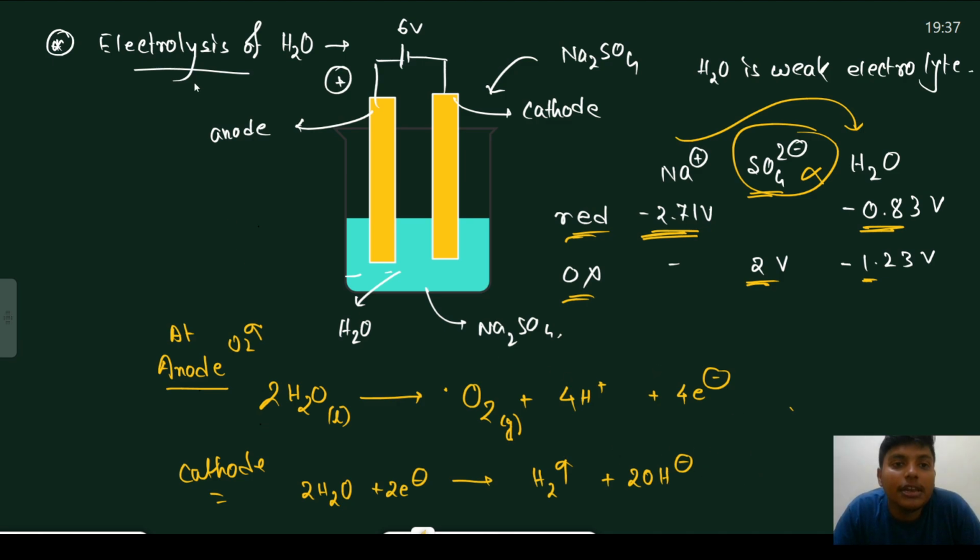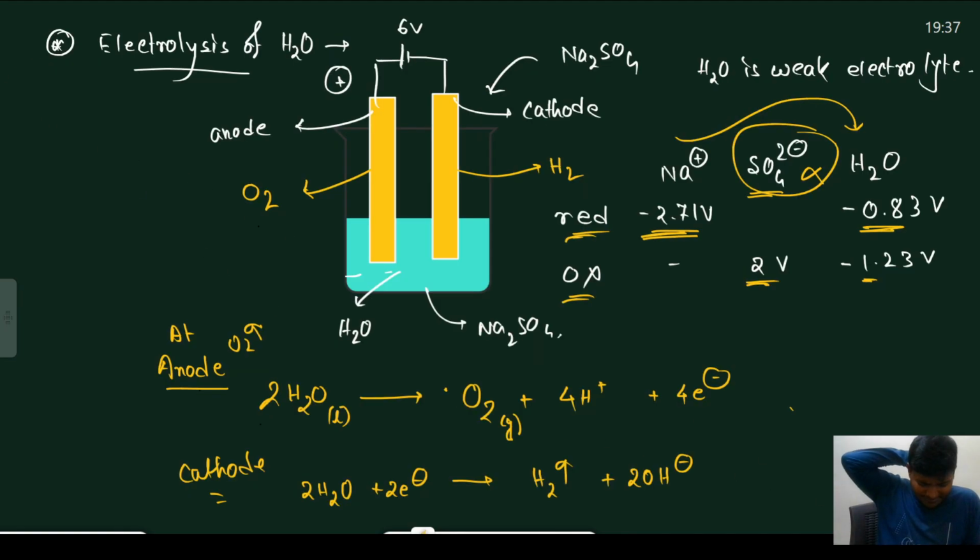So if you electrolyze water, what will you get at the anode side? You will get oxygen, and at the cathode side, what will you get? Hydrogen. Clear? Yes. Similarly, if I ask you, tell.